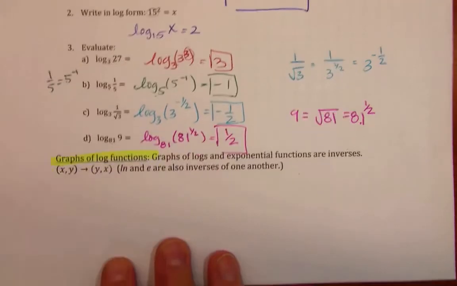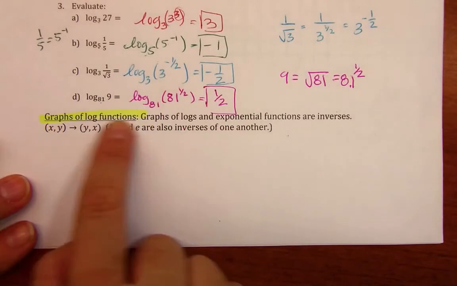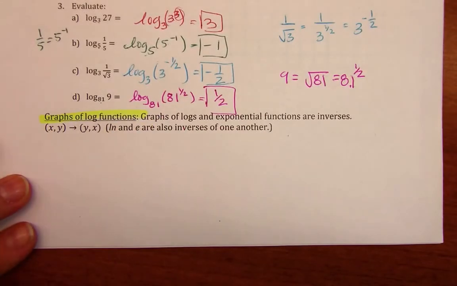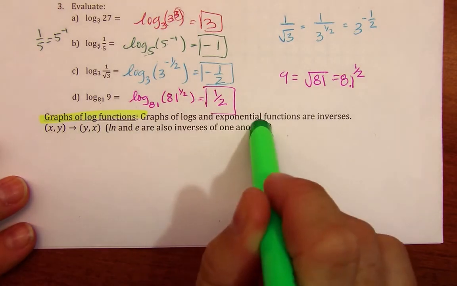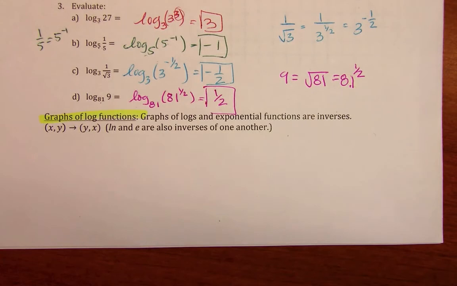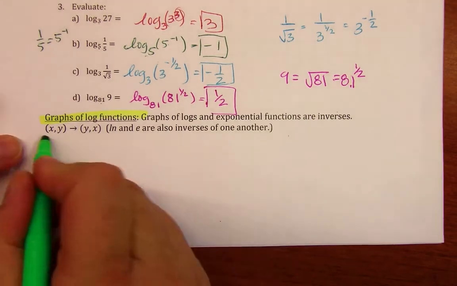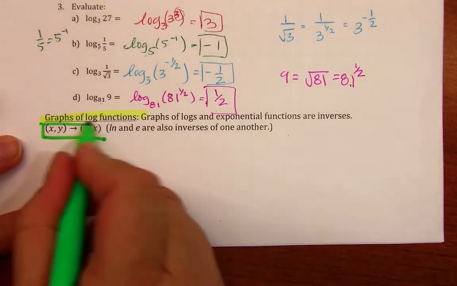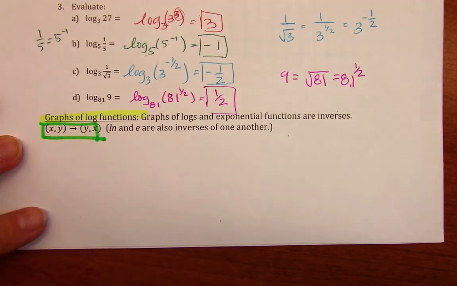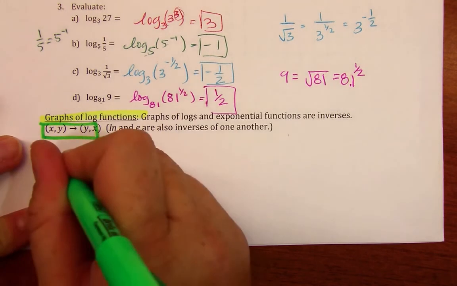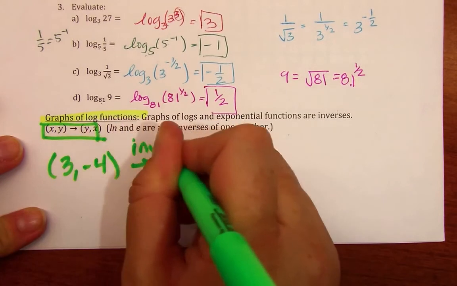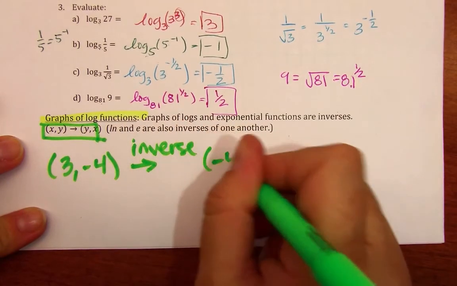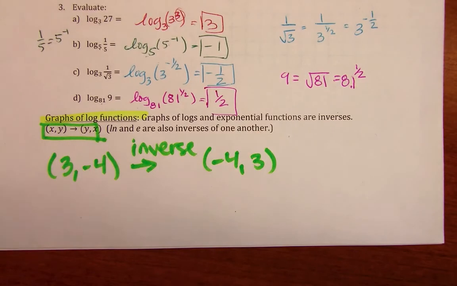All right. Now, at the bottom here, we're making a note about the graphs of logarithmic functions. Log functions are inverses of exponential functions. They're inverses of one another. And if we remember, inverse functions have this special property with their points. The points just switch in order to find the inverse. So if I have, let's say, the point (3, -4), in the inverse I have (-4, 3) on that graph.